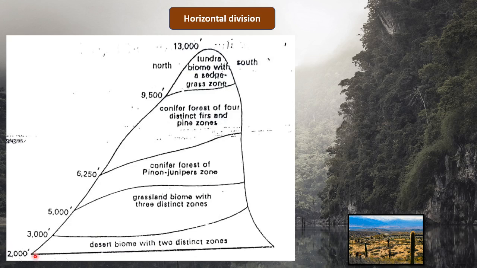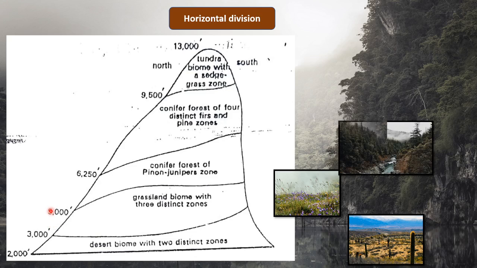So at 2000 feet there is desert biome, and then as we move towards the top, up to 5000 feet, we can see that there is grassland biome present, right? So now the desert biome shifts to grassland biome, and here more plants like very small annuals, biennials and grass species can be present. This is at 5000 feet, right?